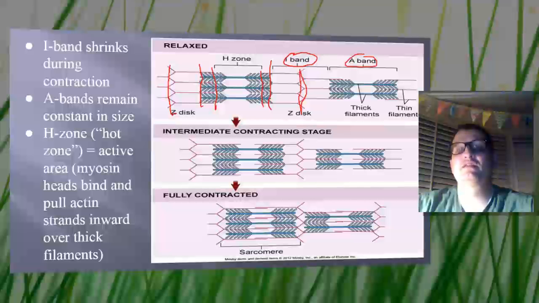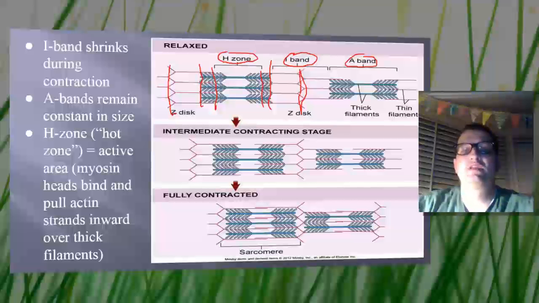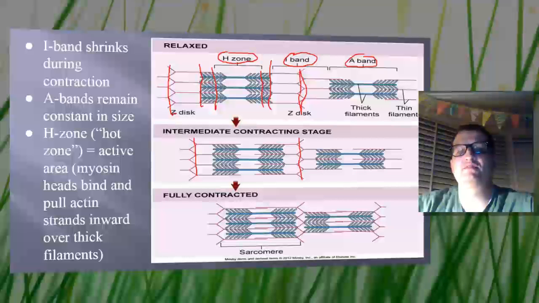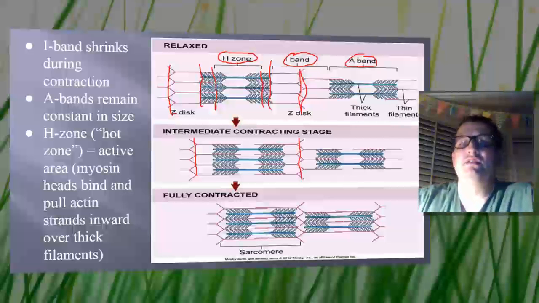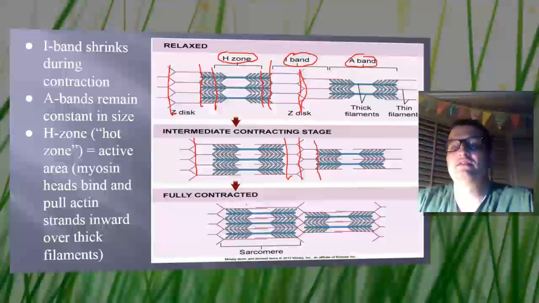Okay, so here's the A band, the I band, which is only actin, and then the H zone initially is only myosin. So you can see what happens is the Z disc or the Z lines remain the same size. They don't shrink. What shrinks is the I band, and you can see that here. Okay, you can see that the A band remains the same size. It doesn't change in size.